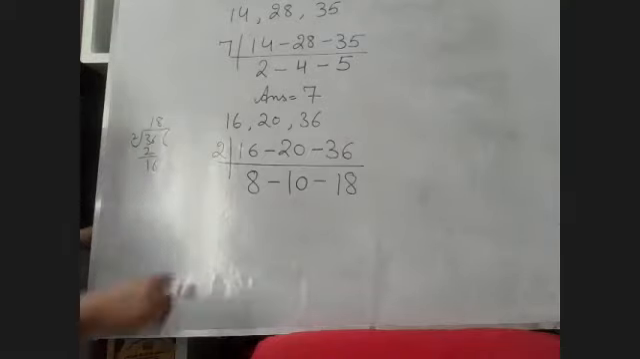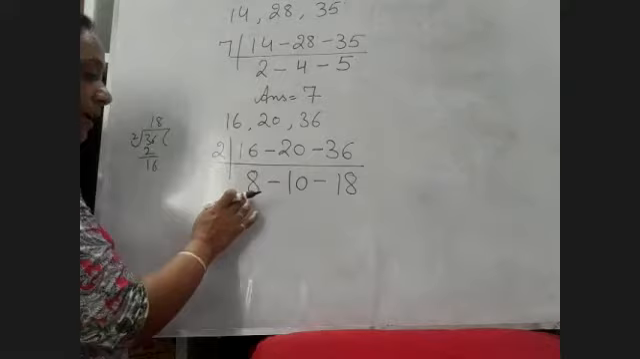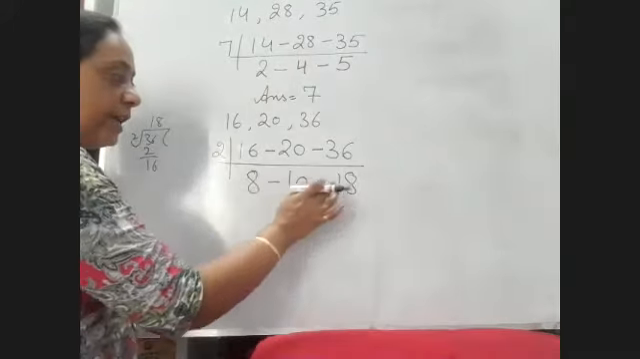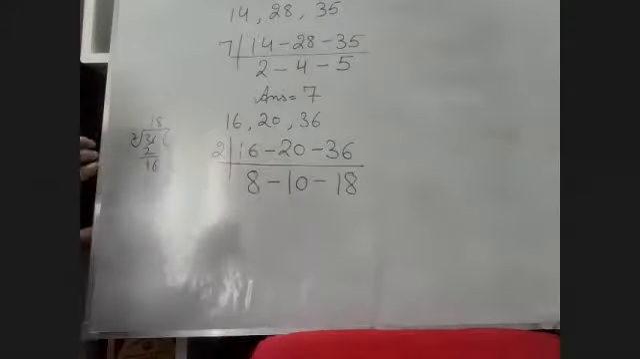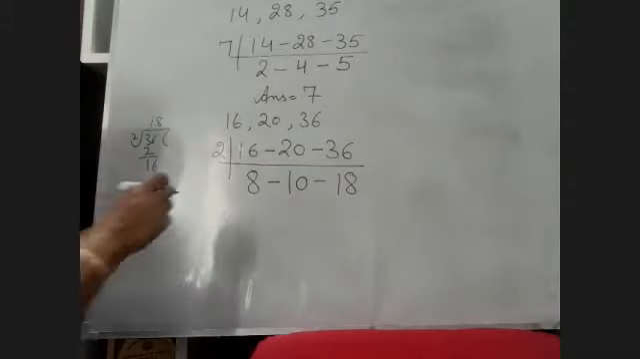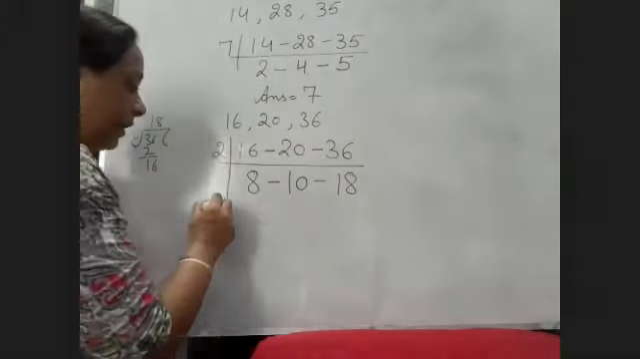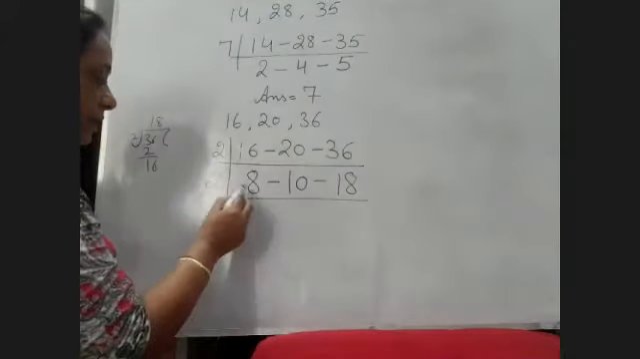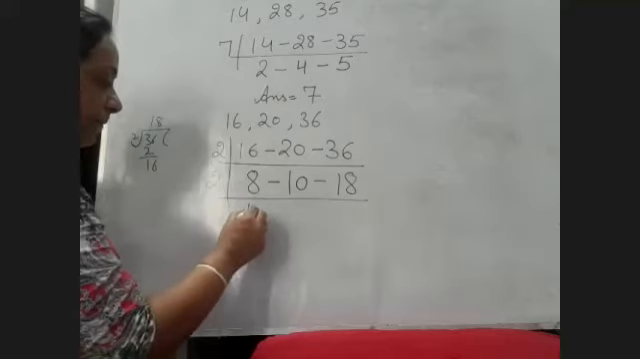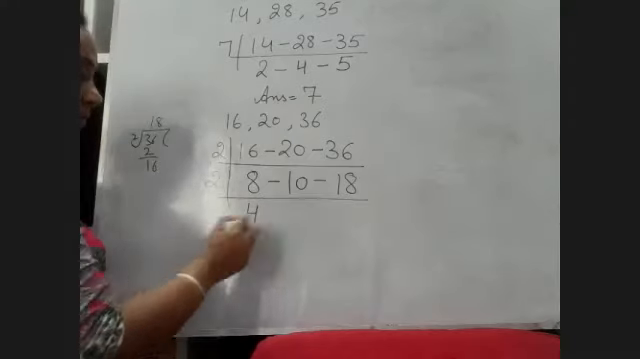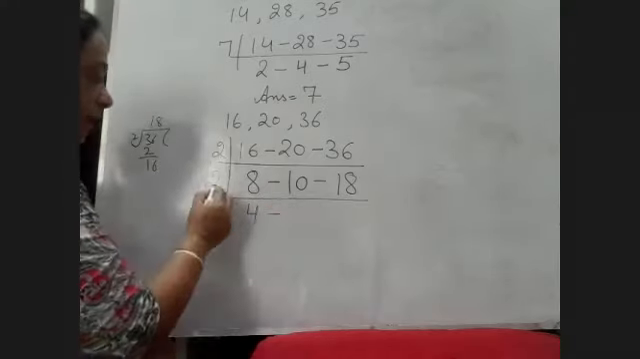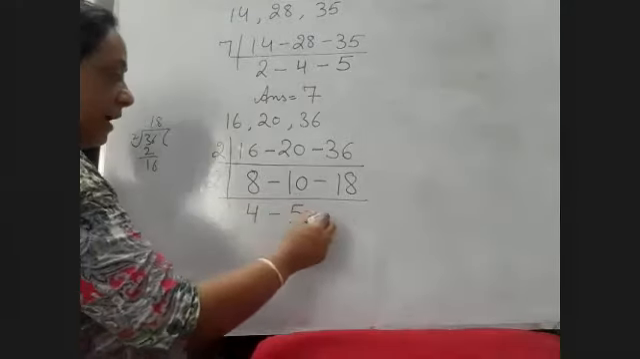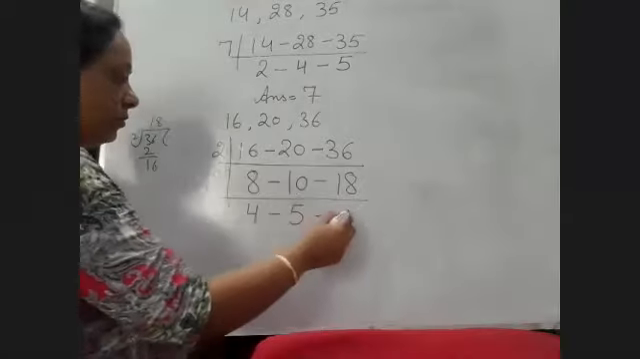Yes, friends. Now, the numbers which we obtained are 8, 10, and 18. Again, these numbers are even numbers. So, once again, we divide by 2. 8 divided by 2 is 4. 10 divided by 2 is 5. And 18 divided by 2 is 9.